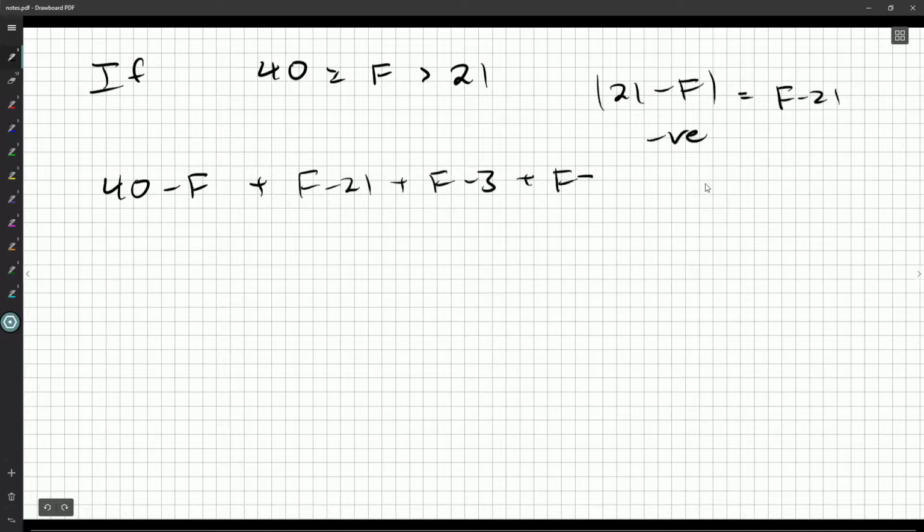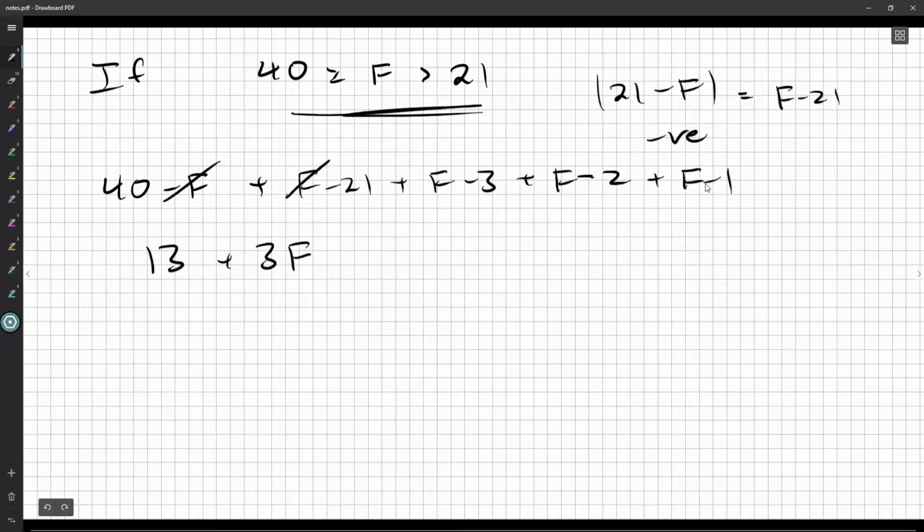And the same for the other ones, all the other absolute values have negative numbers in them. So what we get, 40 minus 27 is 13. Two of the f's cancel out. So the total number of floors that people have to travel to meet, if they're meeting somewhere in here, would be 13 plus 3f. Right?